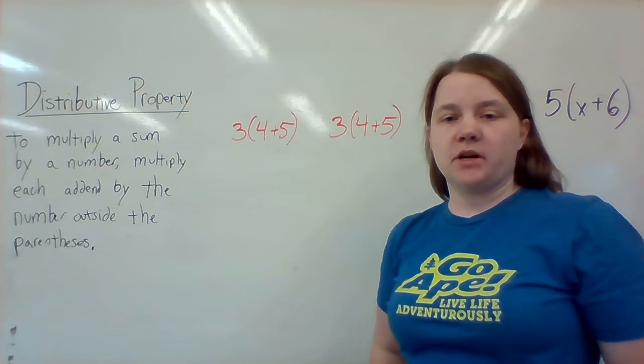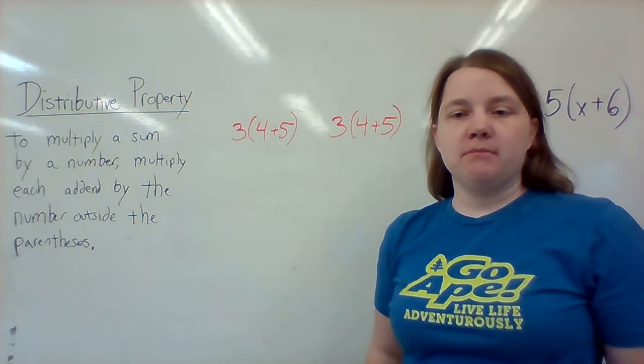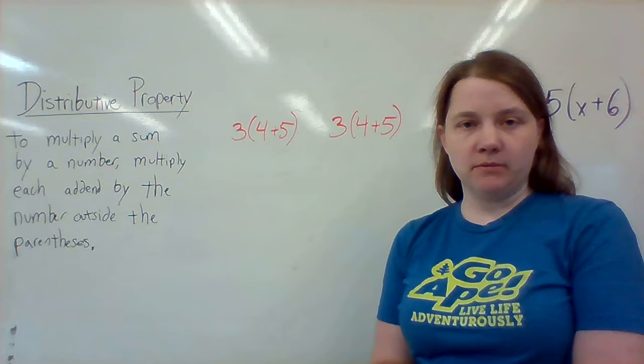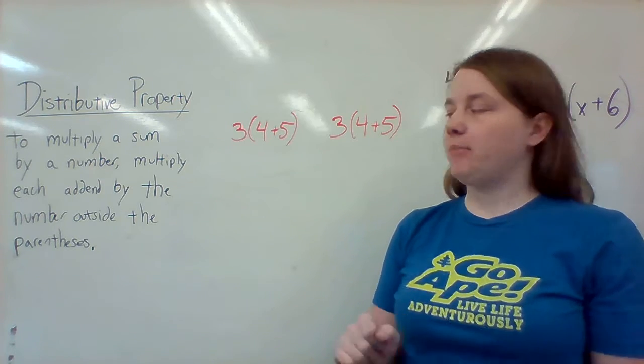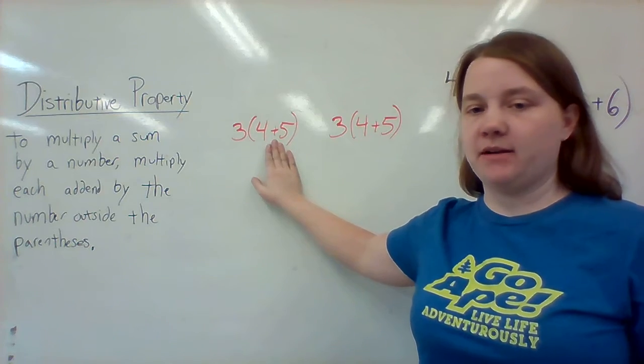This video is going to talk about the distributive property. The distributive property basically means that you have a number multiplied by a sum. So for example, you have 3 multiplied by 4 plus 5.